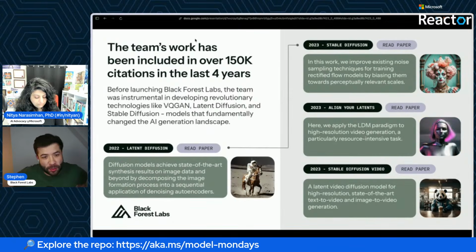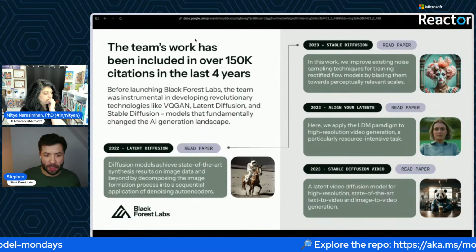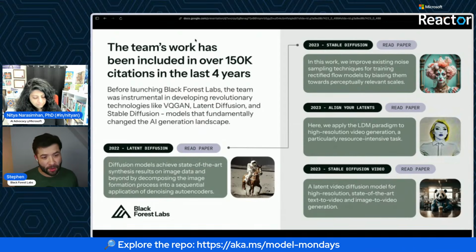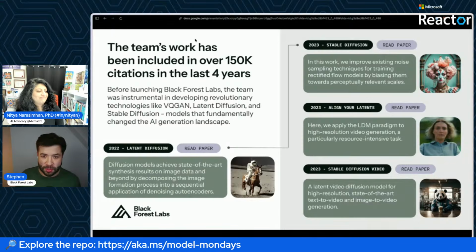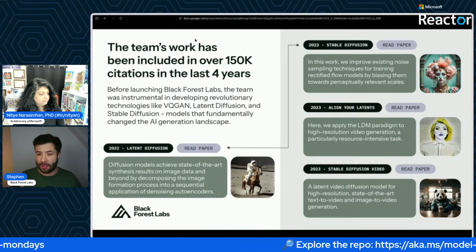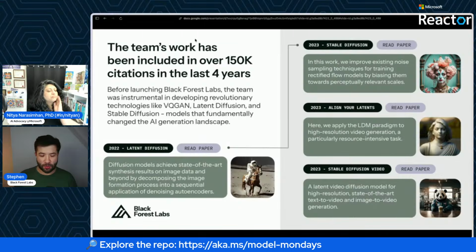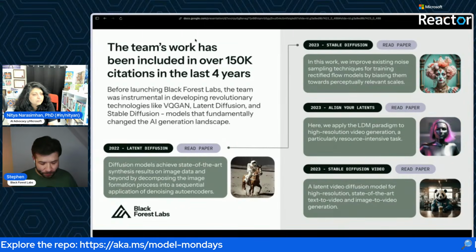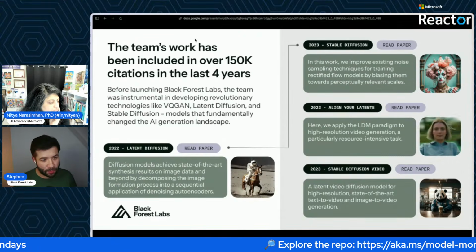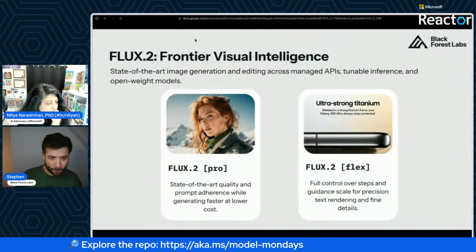BFL is from 2024, but the team has been in there for a long time now. So the team's work has been included in over 150,000 citations in the last 4 years. They are the creator of latent diffusion in 2022, that then got added to Stable Diffusion in 2023. And they've also published different papers now with Stable Video Diffusion as well, which was published in 2023. So BFL is research heavy, research first. This is something we want to keep in the future as well. This is a key differentiator for BFL as well.